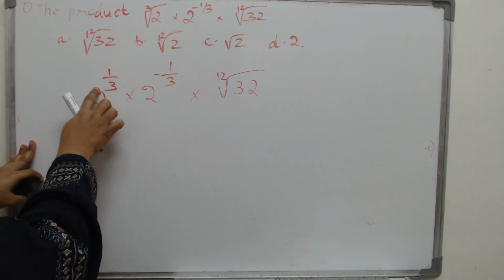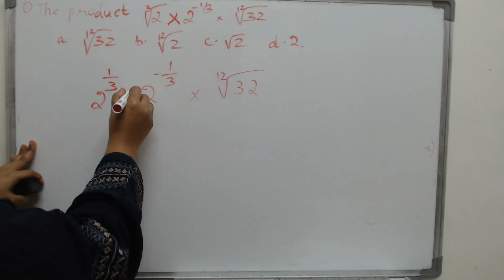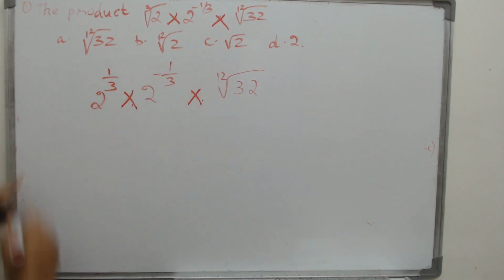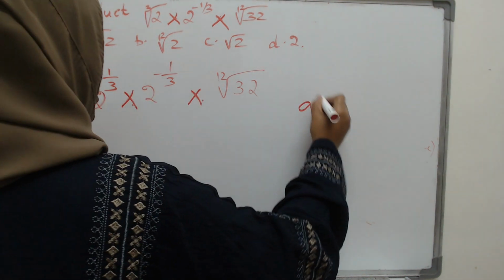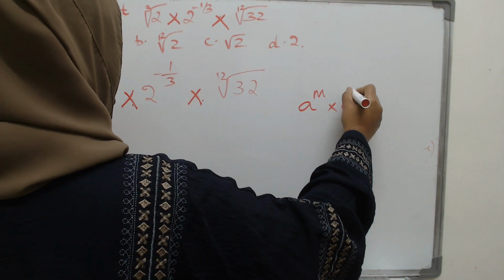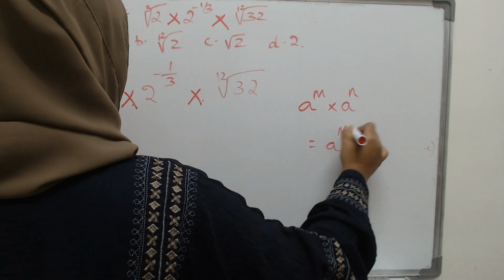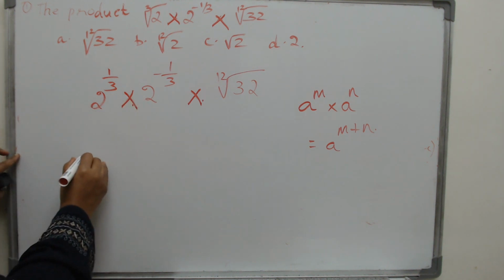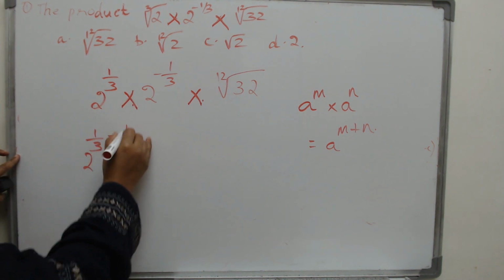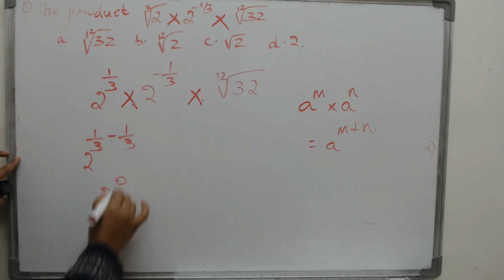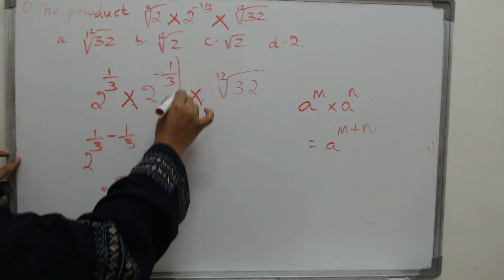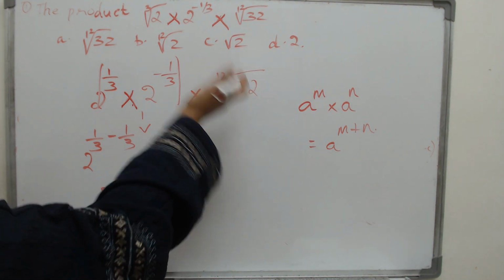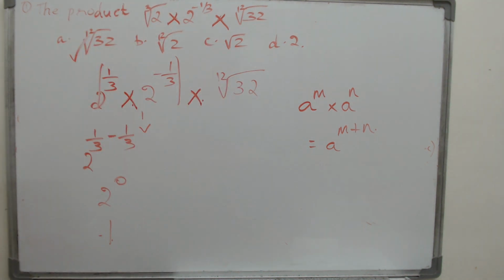This is 2 raised to 1 by 3 and a multiplication sign here, then here, then here. Then what rule will you apply? You will apply a raised to m into a raised to n is equal to a raised to m plus n, right? So therefore what will you have? 2 raised to 1 by 3 plus 1 by 3 is 2 raised to 0, which is 1. So this whole part becomes 1, which means what is left? Just this one, which means this is your answer.